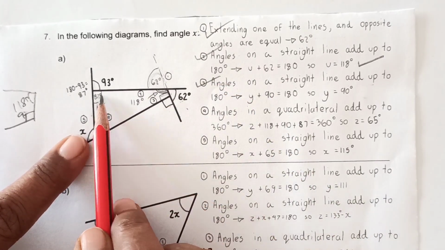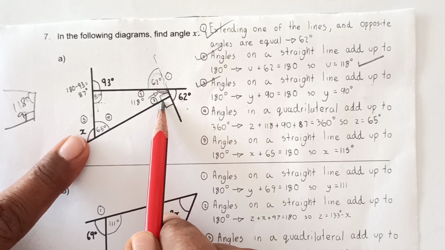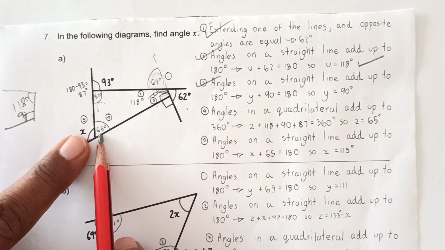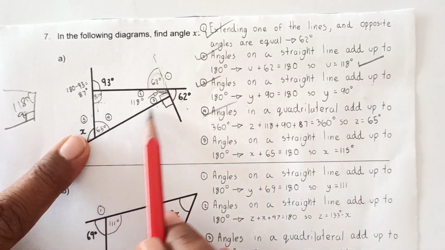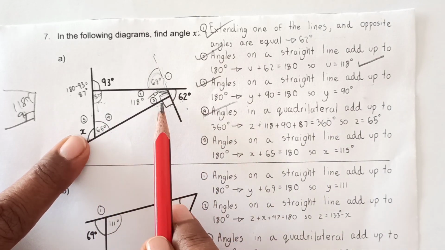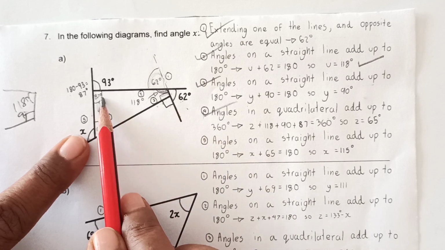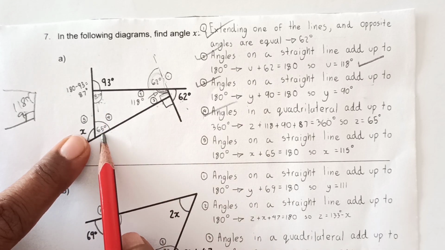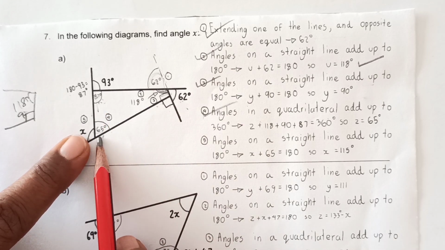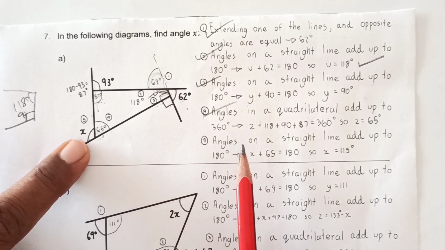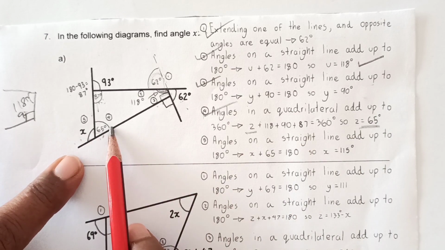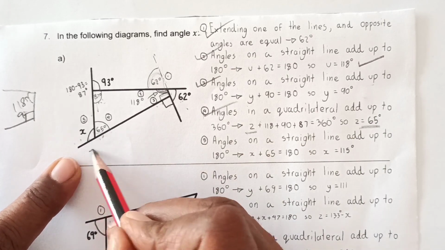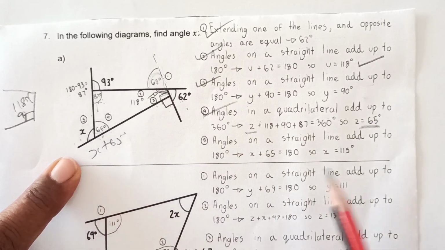Now once we have 3 angles of a quadrilateral, we can find the fourth one. Angles in a quadrilateral add up to 360. So once you add up 118 plus 90 plus 87 plus, let's say this angle, you can give it any name, let's say it's Z, we got this as 65. Once you have this 65, then x plus 65 is going to be 180.